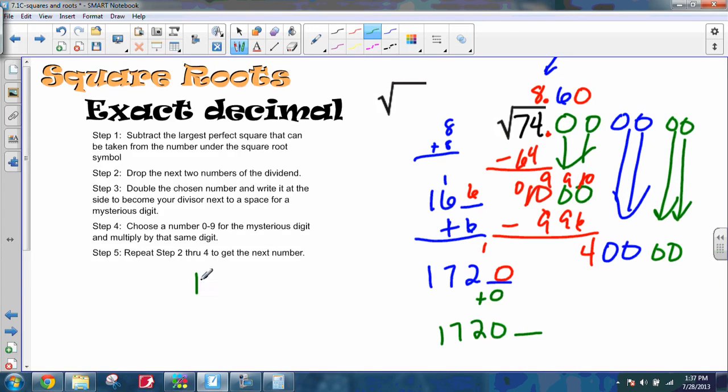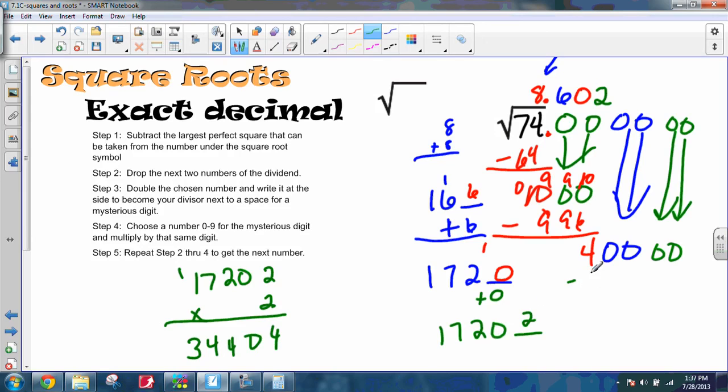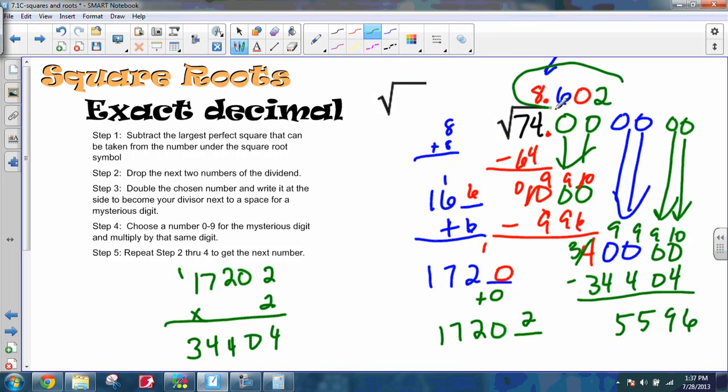So let's try that one. 1720, and we're going to choose 2. So we have to multiply by 2. And that's 4, 0, 4, 14, 2, and 3. Well, that's the closest we're going to get to it. So our next digit is 2. So you can subtract the 34,404. So that'll be 3, 9, 9, 9, 10, 6, 9, 5, 5. Remainder 5,596. So now our answer to the nearest thousandths is 8 and 602 thousandths.